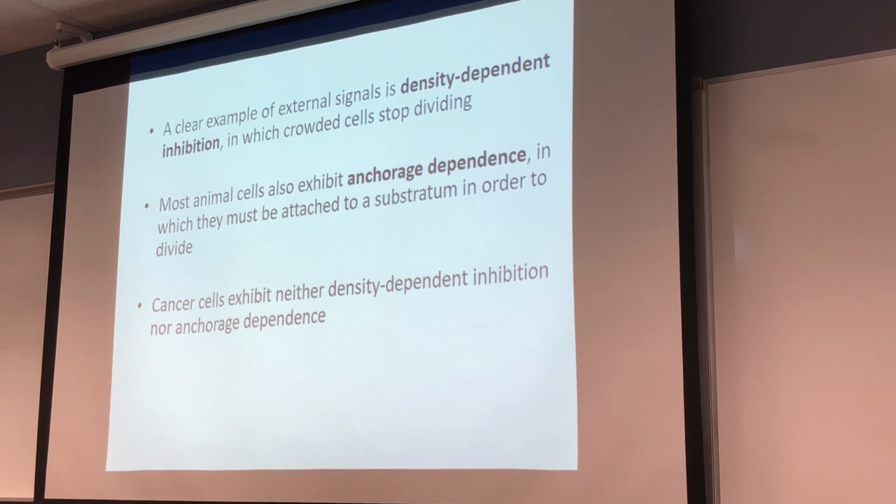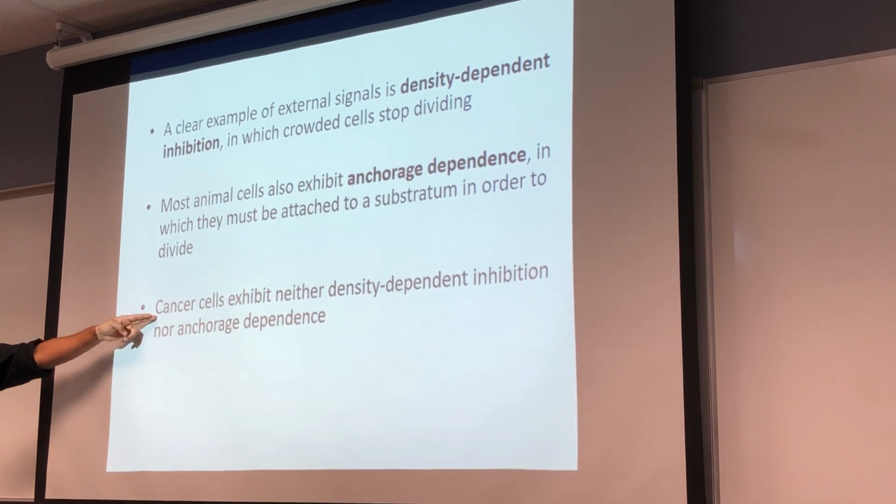Also an example of an external signal is density-dependent inhibition. In other words, if cells are too crowded, then they will stop dividing. Okay, there is no more space. Think of real estate. There is no more space to divide, so we need to stop dividing. The other one is anchorage dependence, in which the cells must be attached to the substratum or the surface in order to attach and then divide.